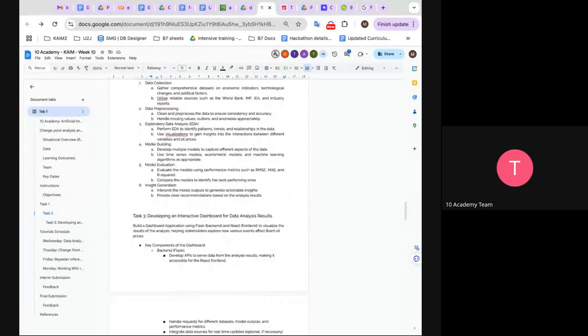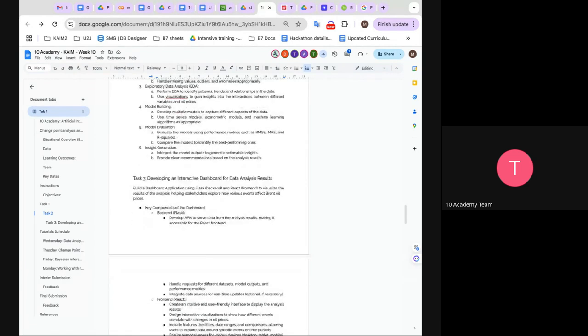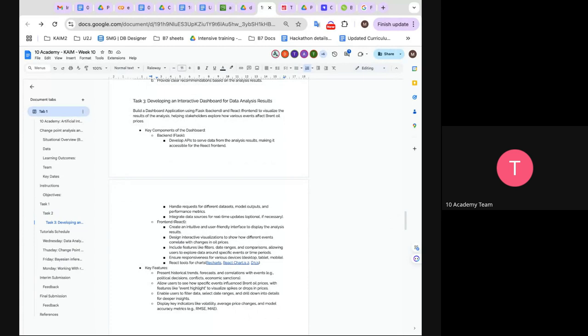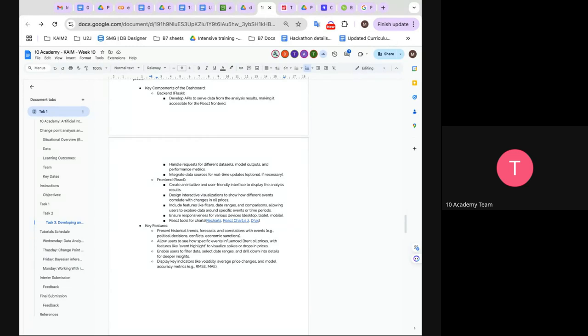The sub-task is developing an interactive dashboard for data analysis results. As usual, you will serve the model with a Flask backend and a React frontend. This is straightforward. In order to show your analysis, you can use Recharts, React Chart.js, or D3.js, any of the chart tools, and add this to the front end. You are already familiar with that. The key features are to present the historical trend, forecast, and correlation between events.